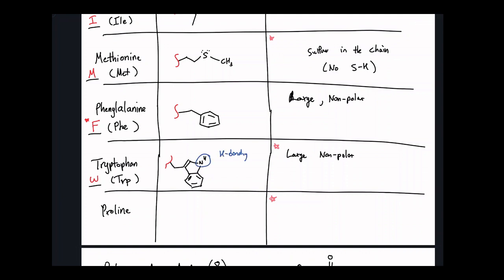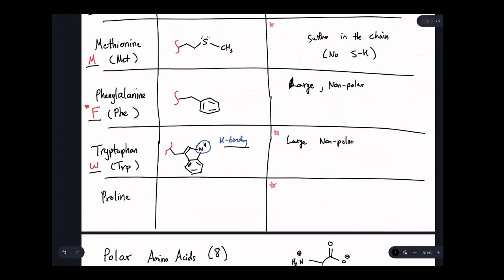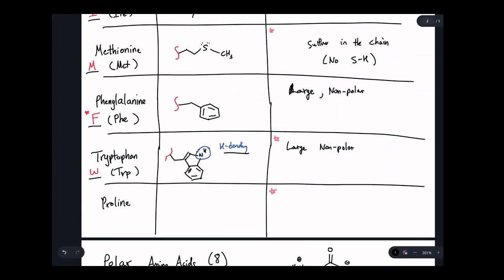Right? We have a lone pair now. We have a hydrogen. It's so large that we still generally consider it large and hydrophobic. But if you are asked if this can do H bonding, the answer is it can. Right? And last but not least, proline is sometimes put in a different category. I'll put it in this one.